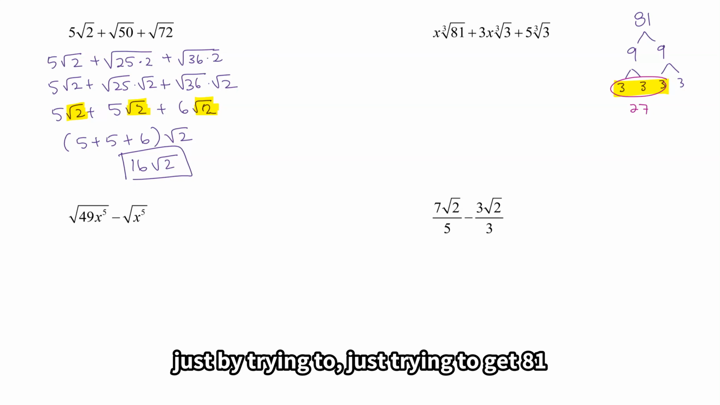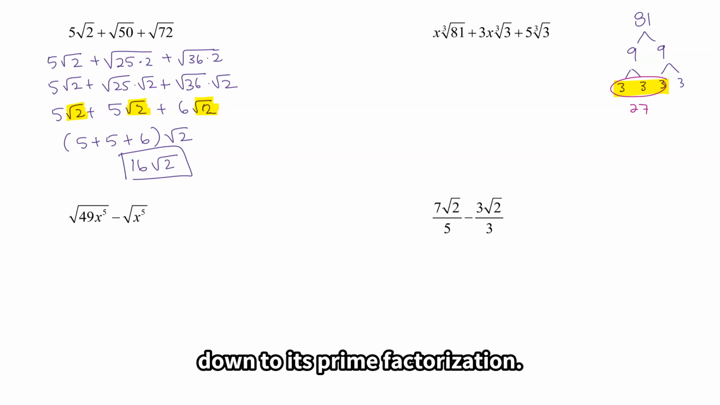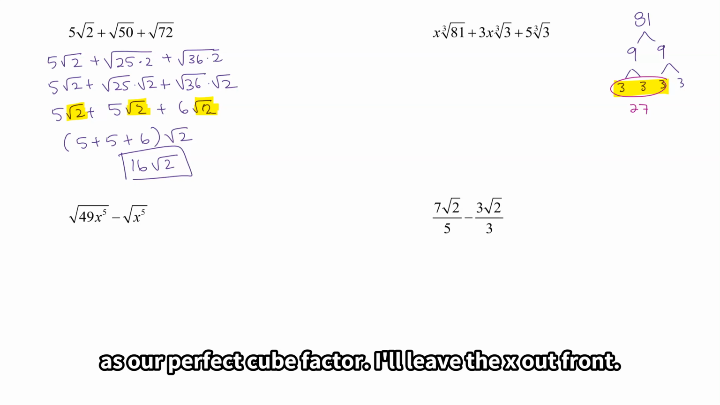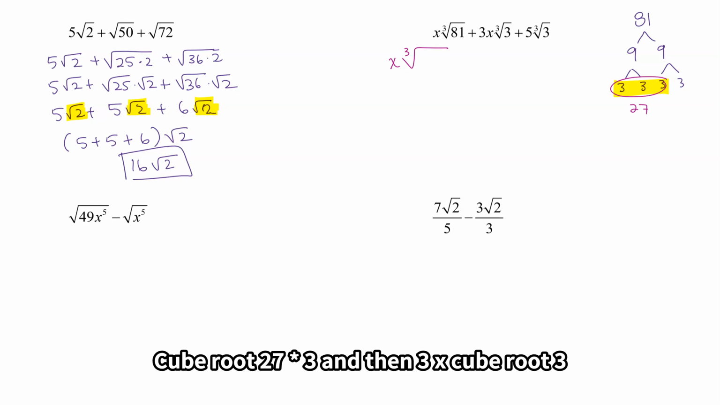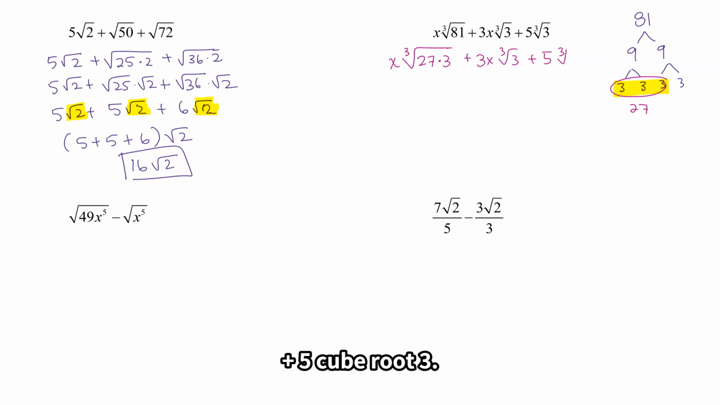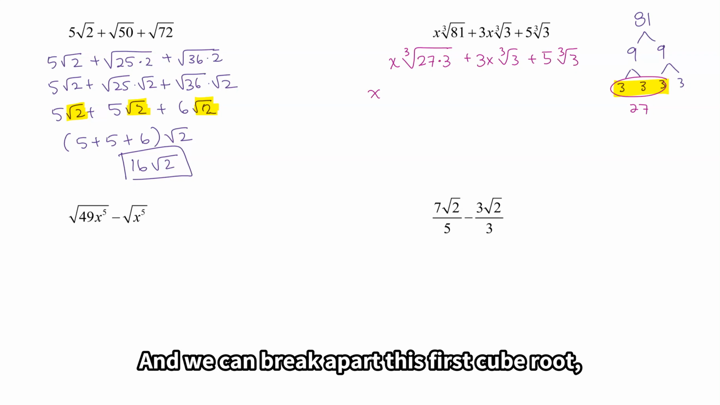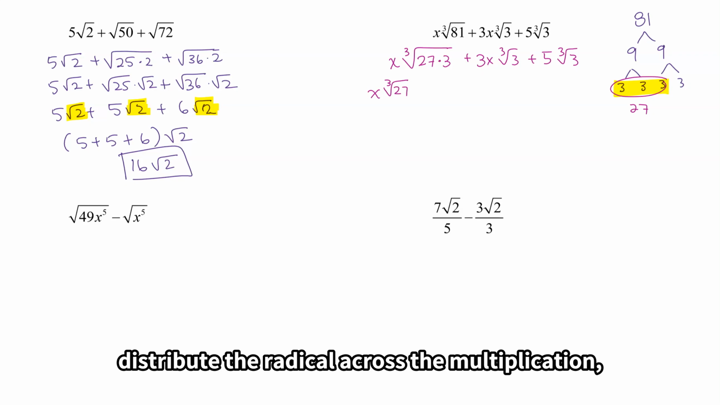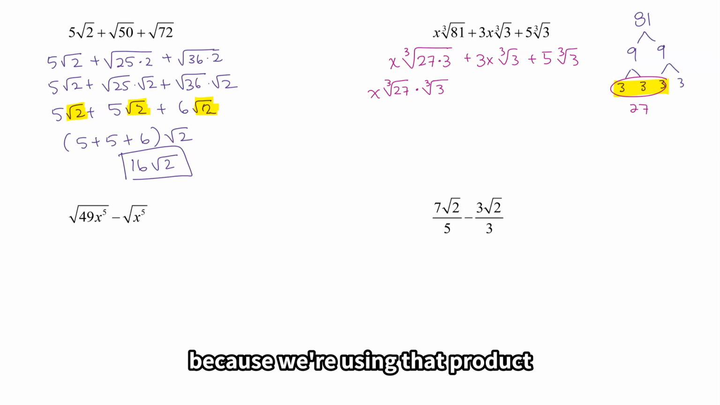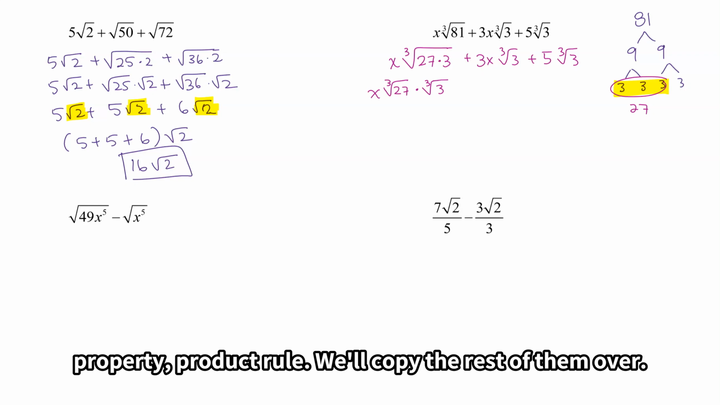And I found it just by trying to get 81 down to its prime factorization. And we have 4 3s there. We're going to take 3 of them as our perfect cube factor. I'll leave the x out front. Cube root 27 times 3. And then 3x cube root 3 plus 5 cube root 3. And we can break apart this first cube root, distribute the radical across the multiplication, because we're using that product property, product rule.